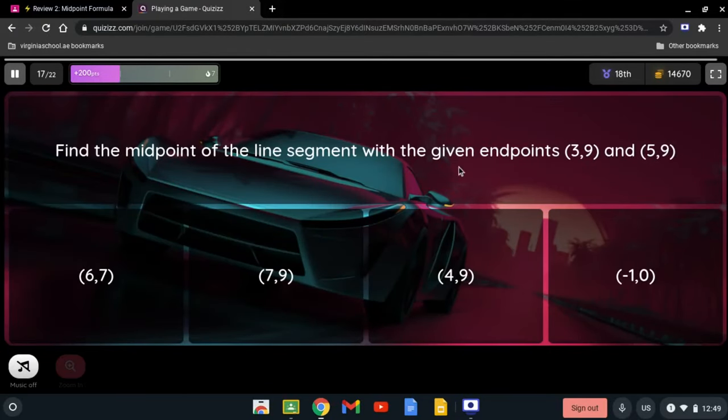Find the midpoint of the line segment with the given endpoints. We have (3, 9) and (5, 9). So we're going to replace x1 with 3. 3 plus x2, which is 5. So 3 plus 5 is 8, and then 8 divided by 2 is 4. And we're going to replace y1 with 9. 9 plus y2, so 9 plus 9. So 9 plus 9 is 18. And then 18 divided by 2 is 9. So we're going to have (4, 9).